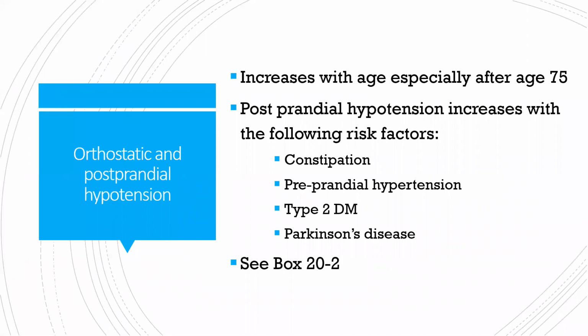So orthostatic and postprandial hypotension, this increases with age, especially after age 75, and postprandial, which is after eating, hypotension increases with the following risk factors: constipation, preprandial hypertension, type 2 diabetes, and Parkinson's. For constipation, that would be the number one contributing factor to postprandial hypertension. We have that little old lady who's straining, sitting on the toilet, she's going to be at the highest risk.